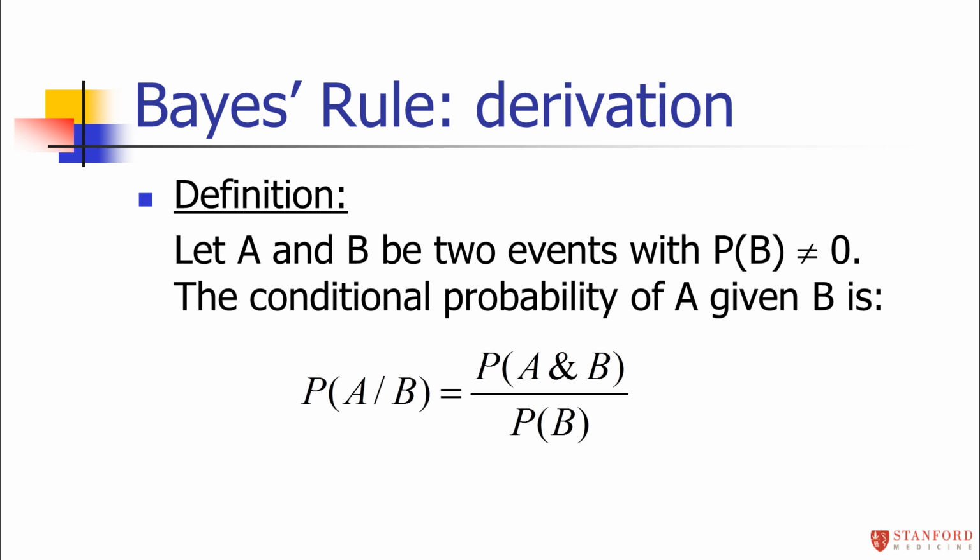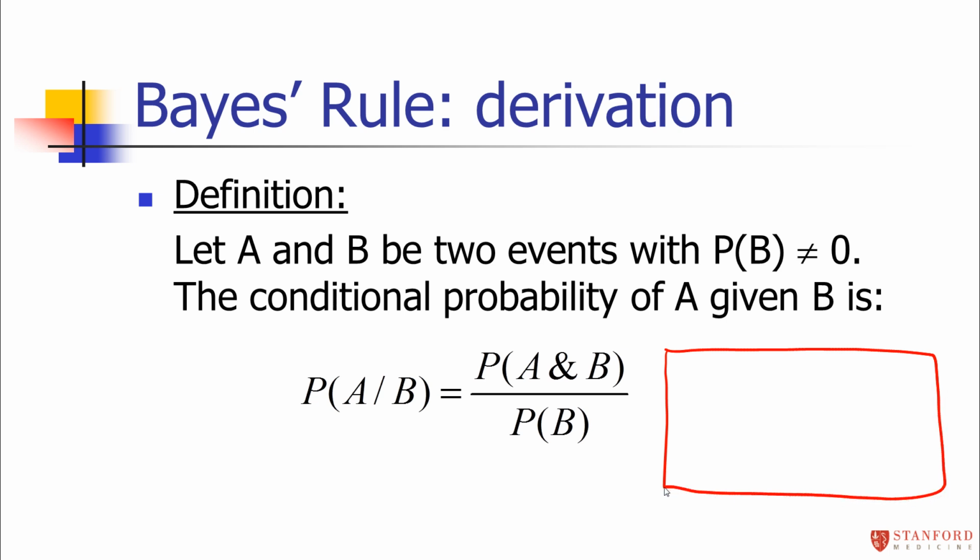The probability of B can't be equal to 0 because we're going to put B in the denominator here. Another way to write the conditional probability of A given B is the following. You could say that that's equal to the joint probability of A and B divided by the probability of B. And let me conceptually motivate this relationship for you.